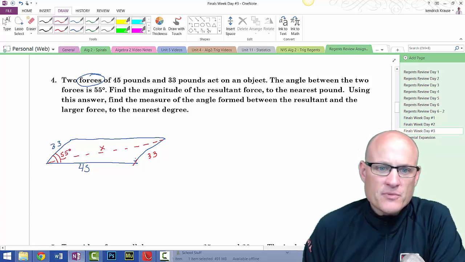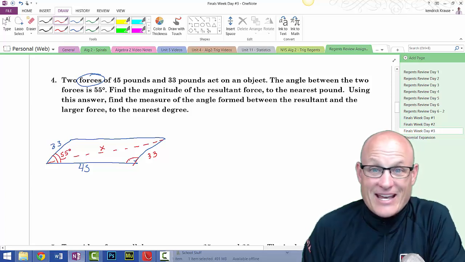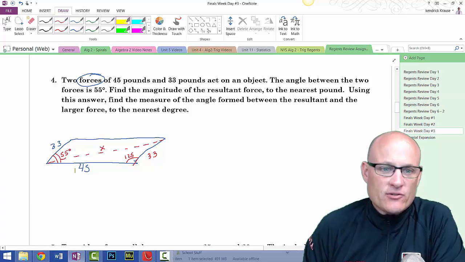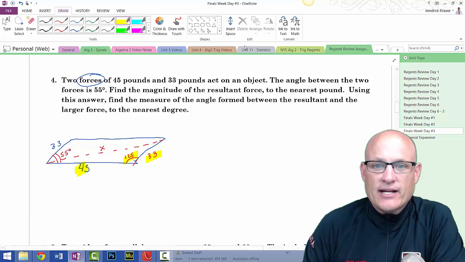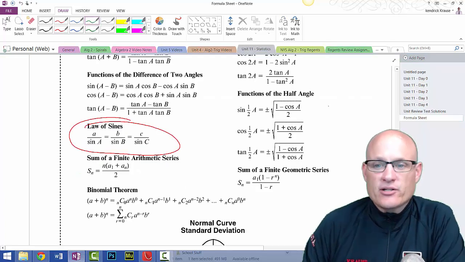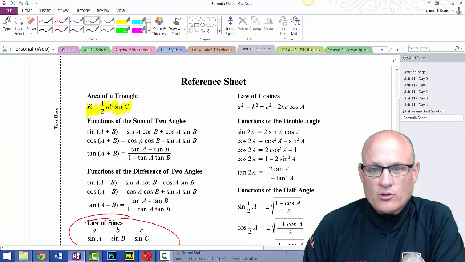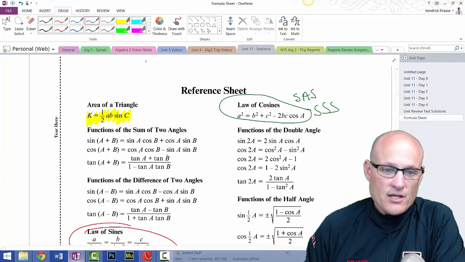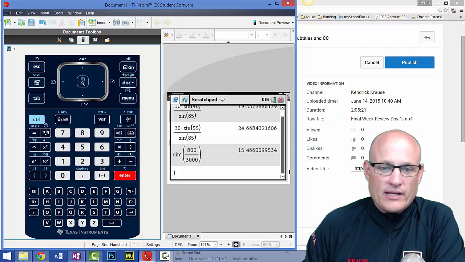It's kind of tough. I do know what this is, because the 55 and whatever this is have to add up to 180. So this has to be 125. So I have here side, angle, side. If you have side, angle, side, you have to use the law of cosines. If you have side, angle, side, or side, side, side, you will use the law of cosines.